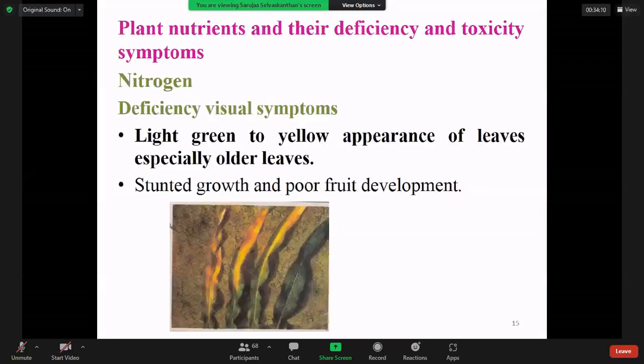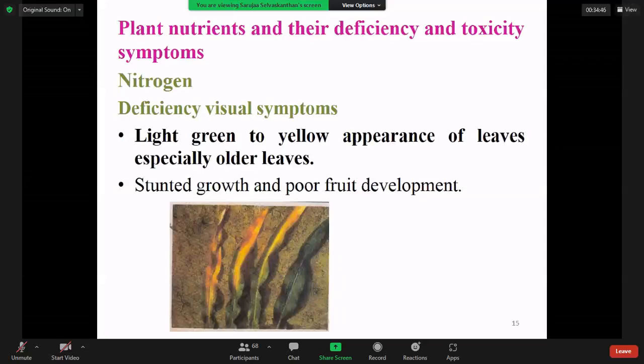Then plant nutrient deficiency and toxicity symptoms. From the following slides, you will see what the nutrient function is, what the deficiency symptoms are, what the toxicity symptoms are, and how you can overcome these problems. First, you studied nitrogen: the source through nitrification, and then the function of nitrogen. Now you are going to study the visual symptoms of nitrogen deficiency.